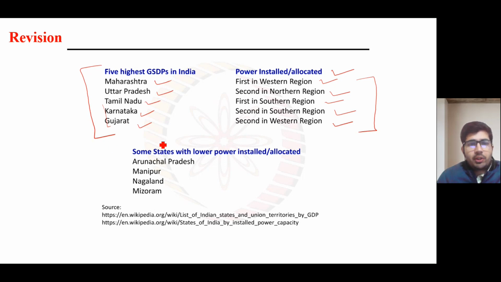Some states with lower power installed are Arunachal Pradesh, Manipur, Nagaland, and Mizoram. In these states, the power installed is not as much as the above states, so the GDP is also not so high. So we can directly say that GDP is directly connected with energy use.